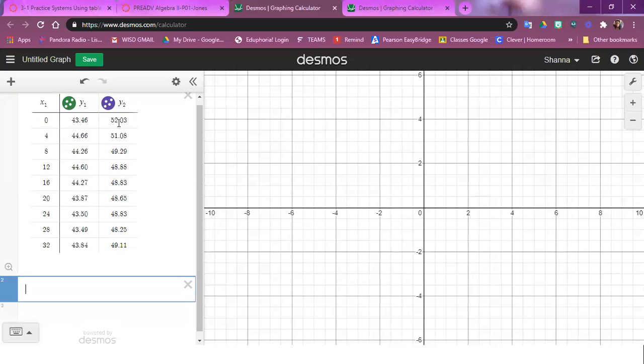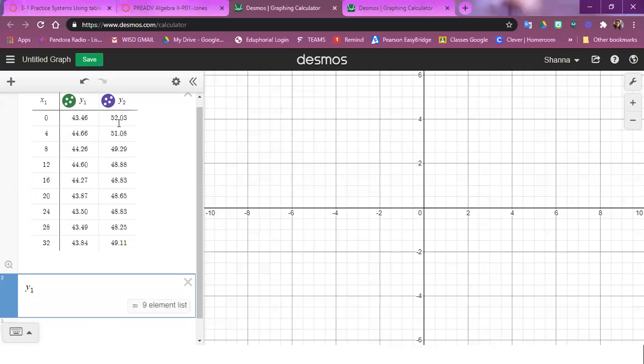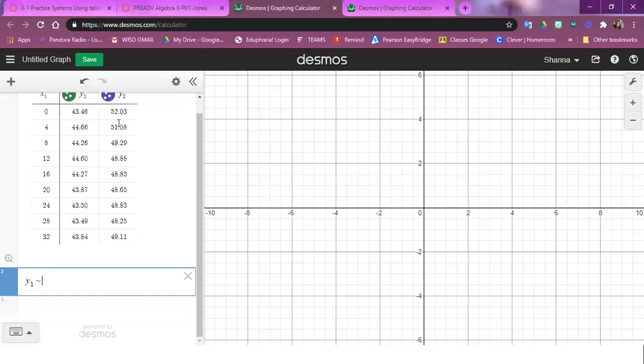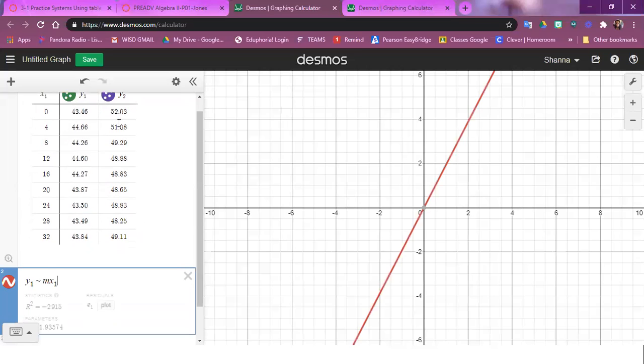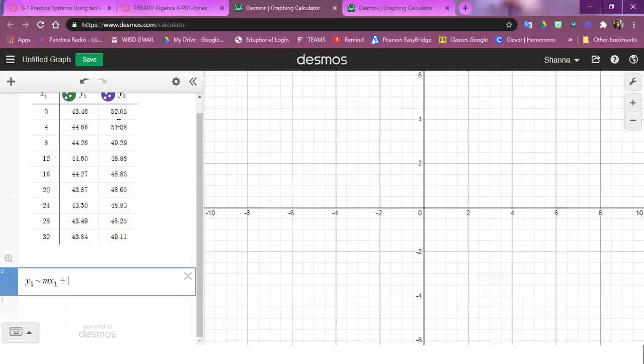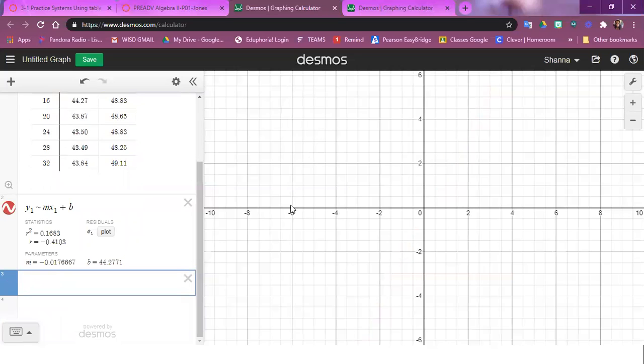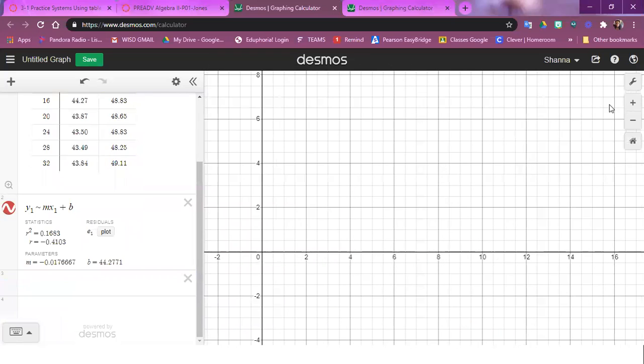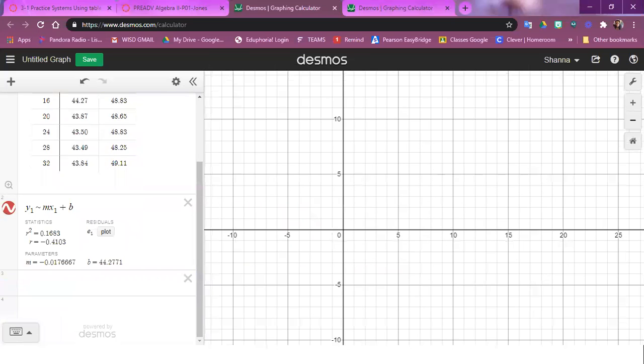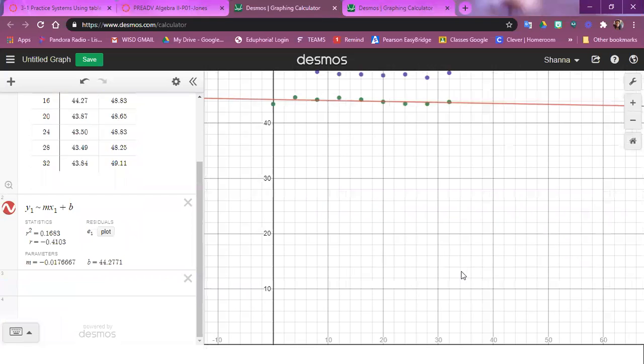Okay, so remember you're typing in y1 and you're not using equal, you're using the tilde symbol. m x1, that's because you want to use the values in x1, plus b. Because this isn't a variation problem, it's a linear regression. So we want to make sure we put the plus b. We're going to do a little zooming out.